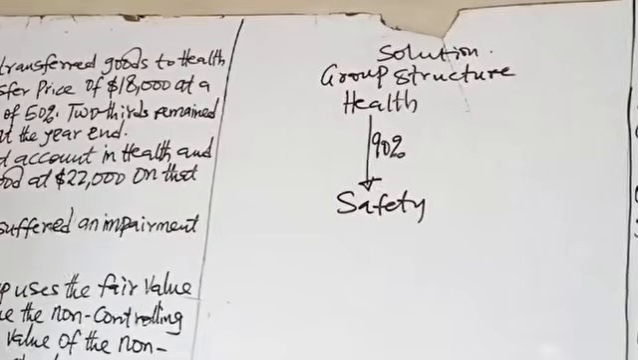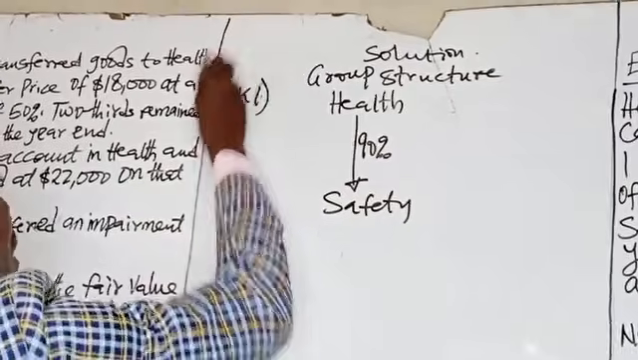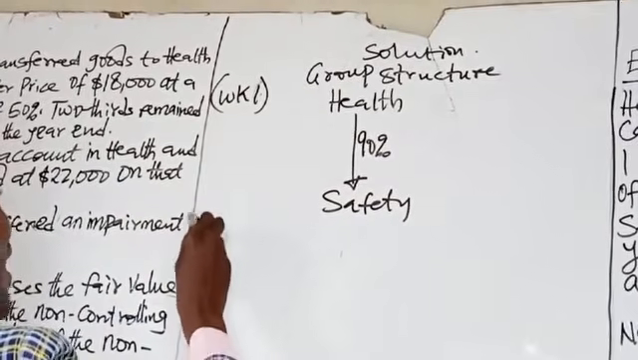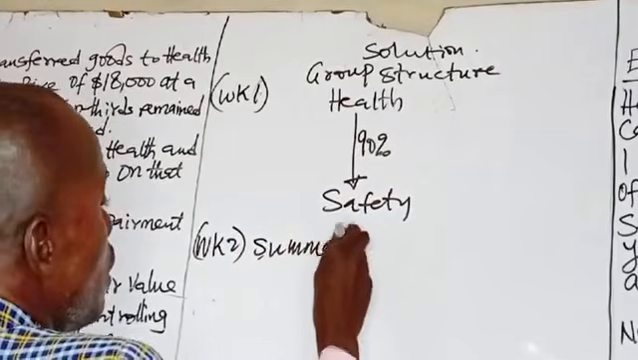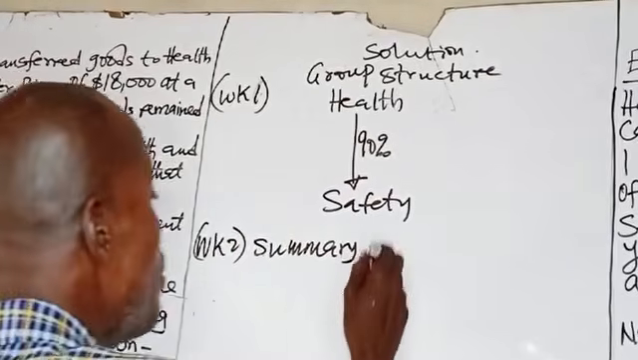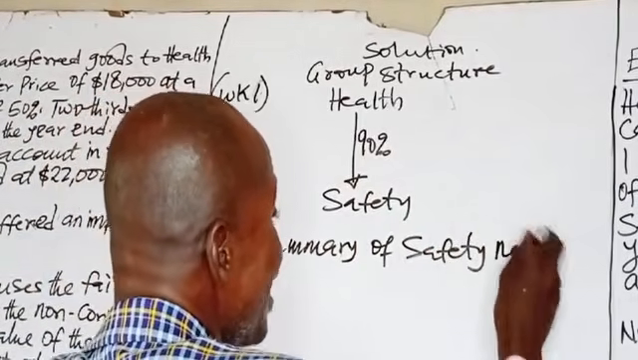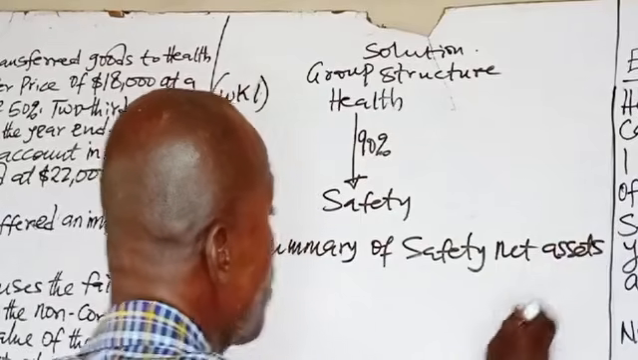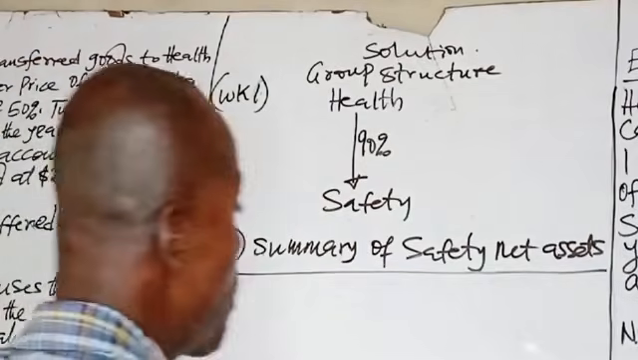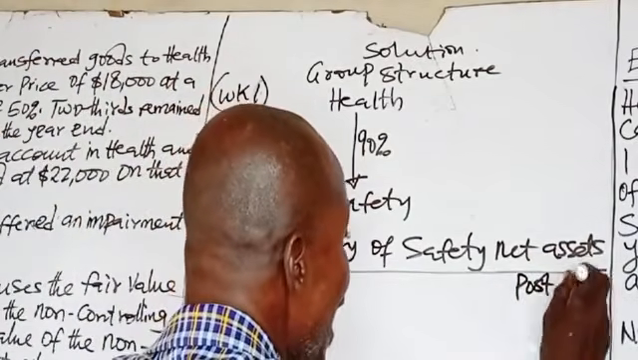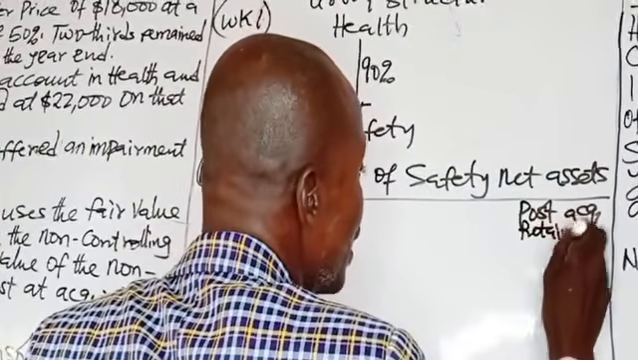After the group structure, if this is working one, the next thing is the summary of the subsidiary net assets. And the subsidiary is Safety. Summary of Safety net assets. I've told you we are going to have a column for post-acquisition retained earnings.